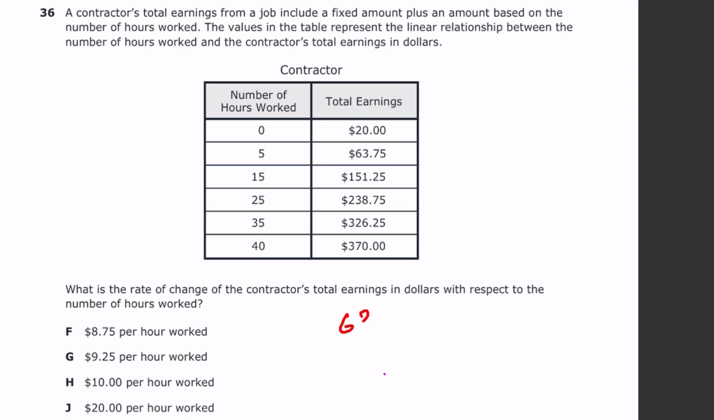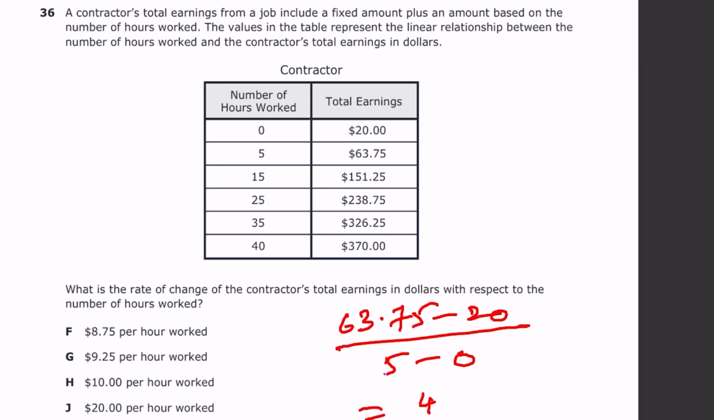So 63.75 minus 20 divided by 5 minus 0, which is equal to, you are going to get it as 43.75 divided by 5, which is equal to, 5 8s are 40, 5 7s are 35, so 8.75 per hour. So therefore the option is F.